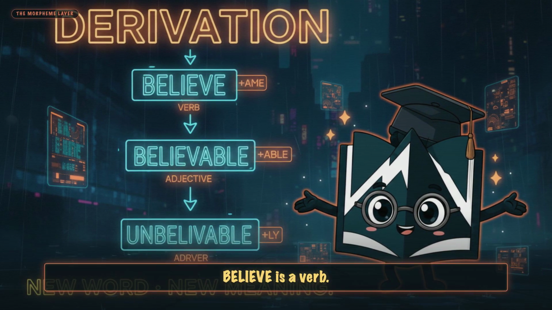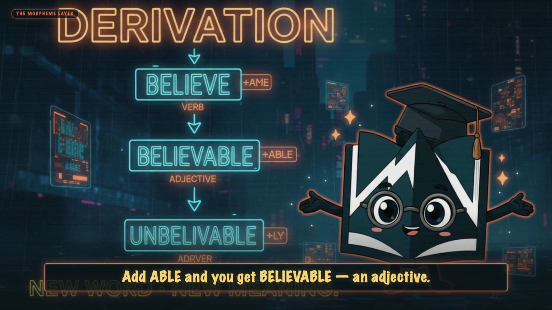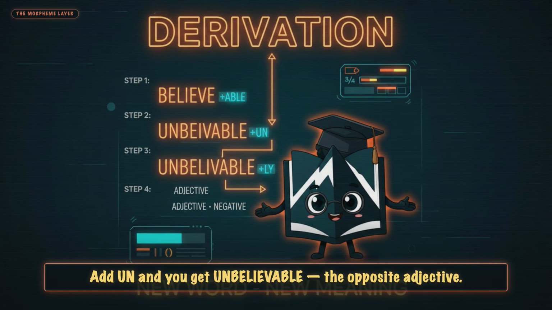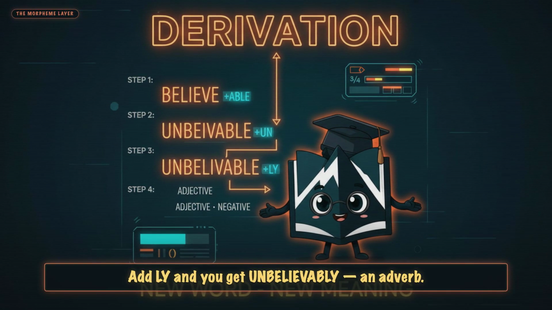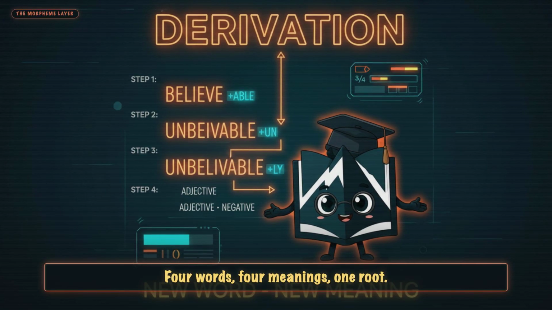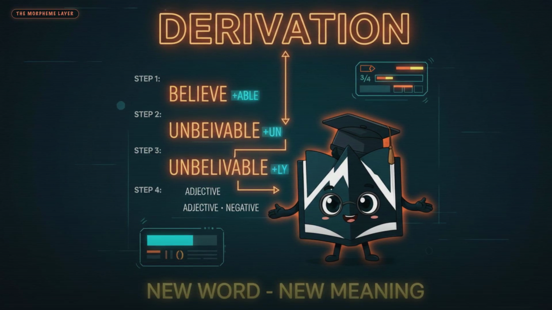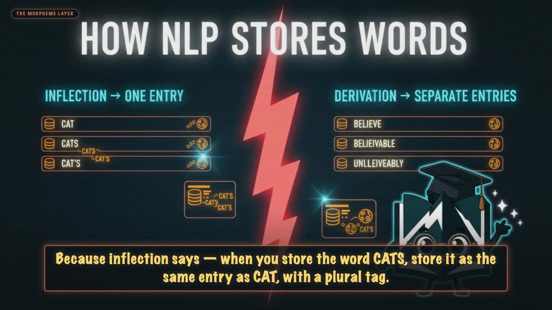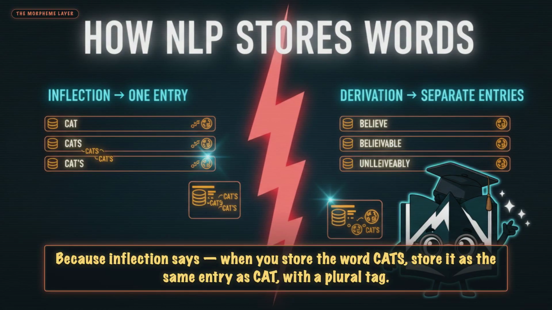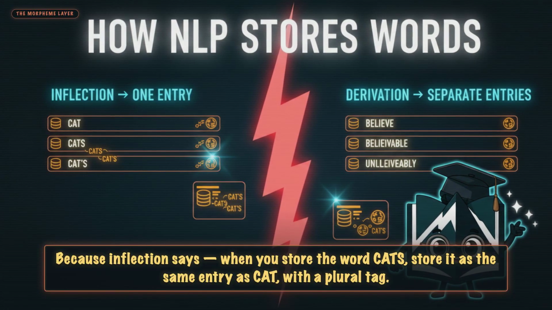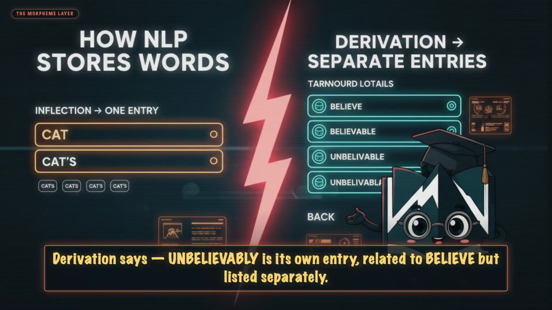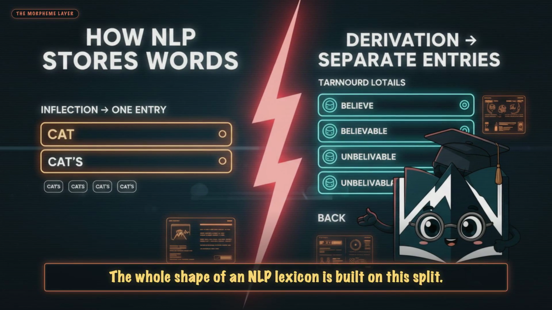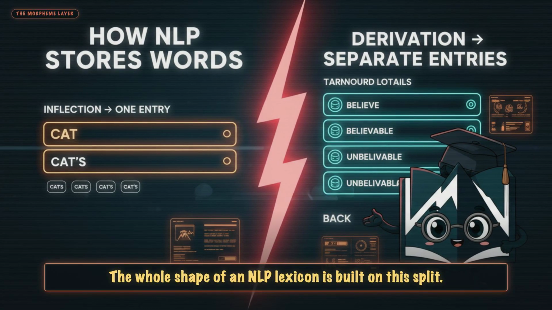Believe is a verb. Add able and you get believable, an adjective. Add un and you get unbelievable, the opposite adjective. Add ly and you get unbelievably, an adverb. 4 words, 4 meanings, 1 root. Why does any of this matter for a computer? Because inflection says, when you store the word cats, store it as the same entry as cat, with a plural tag. Derivation says, unbelievably is its own entry, related to believe but listed separately. The whole shape of an NLP lexicon is built on this split.